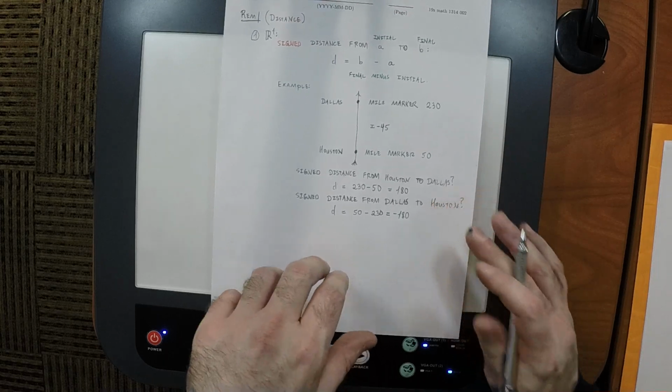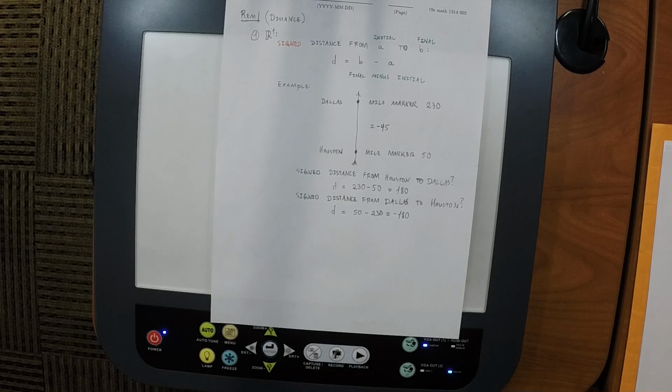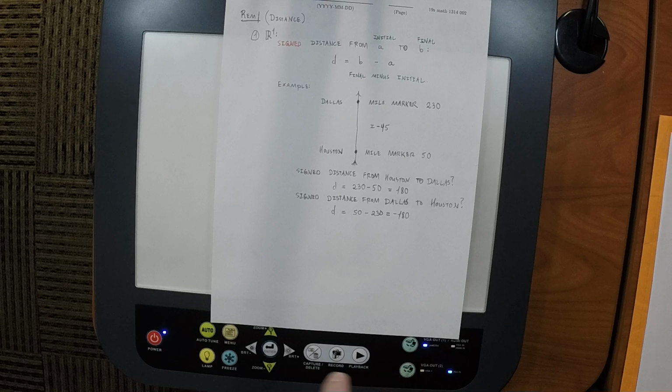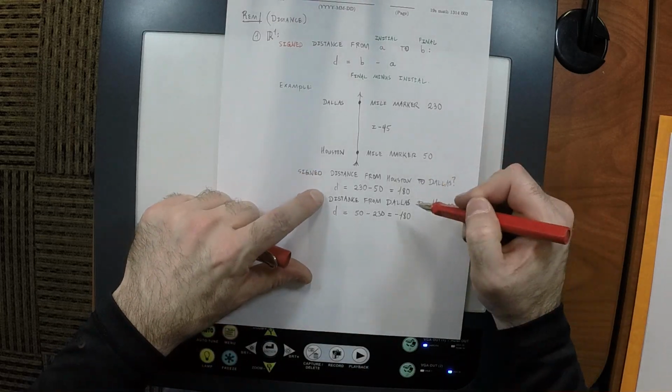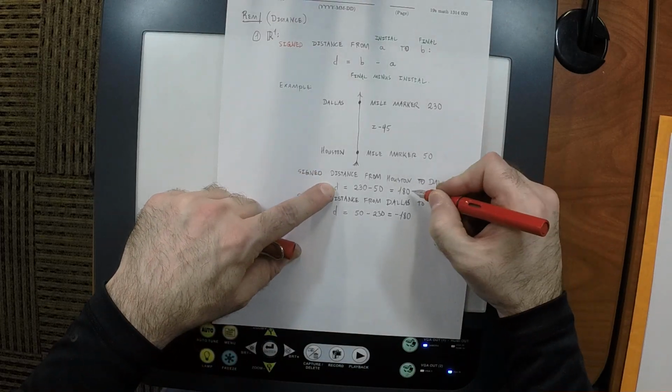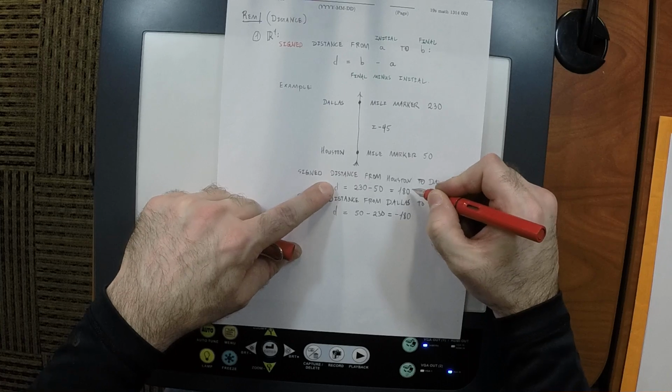Now, under normal circumstances, when we're talking about driving and distances, we usually don't say negative, but fine. So in the diagram, why is this one positive, according to the diagram?